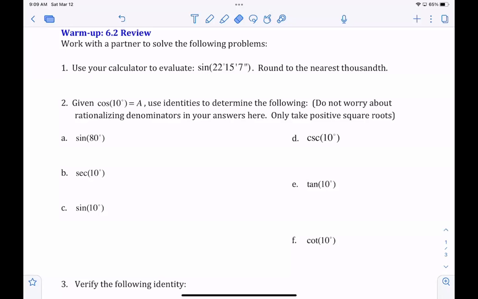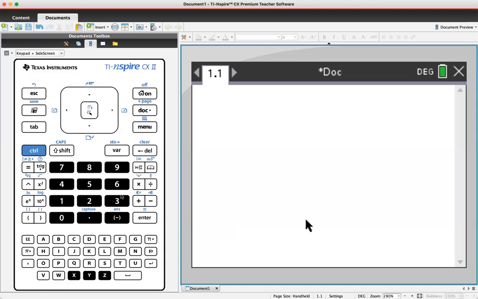Okay, we're going to work through the warm-up entitled 6.2 review together now. So the first problem asks us to evaluate sine of 22 degrees, 15 minutes, and 7 seconds. The easiest way to do this is to use the DMS template on our calculator. So I'm going to show you how to do that now. So we'll take a look at the TI Inspire.